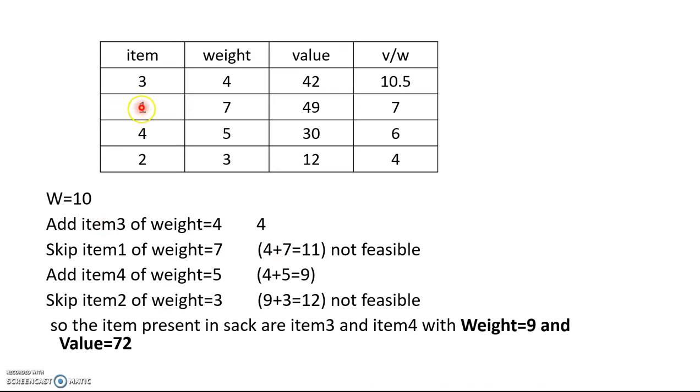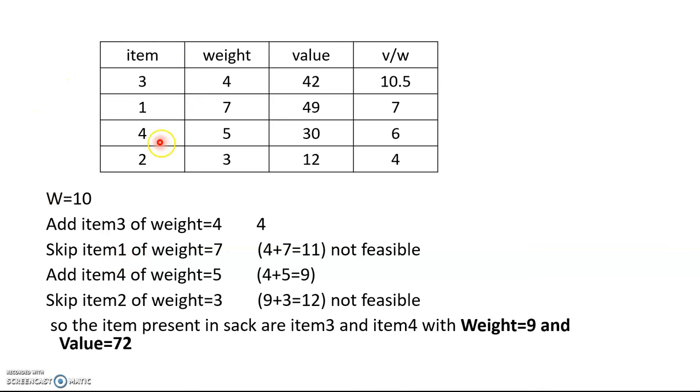Next I am trying to put item 1 inside my sack, whose weight is 7. Already there is an item with weight 4, and if I add 7 to 4, I get a total weight of 11, which exceeds the sack capacity. So it is not possible to place item 1 inside the sack along with item 3. So I simply skip item 1.